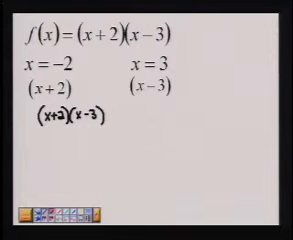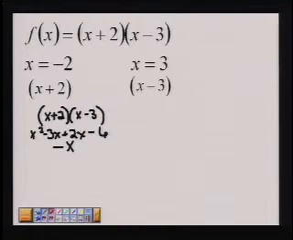So I have x times x is x squared. X times -3 is minus 3x. 2 times x is plus 2x. And 2 times -3 is minus 6. Now I can simplify because I have like terms in the middle, -3x and positive 2x. I can add those together, which gives me -1x, which I don't need to write the 1. So my function is x squared minus x minus 6.